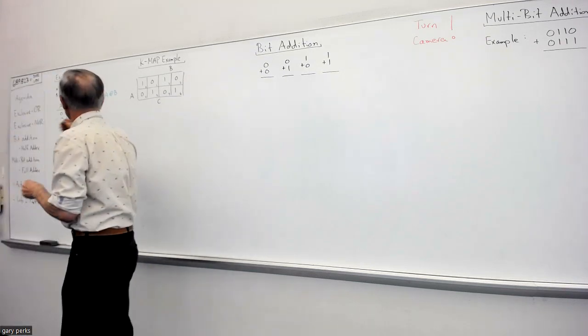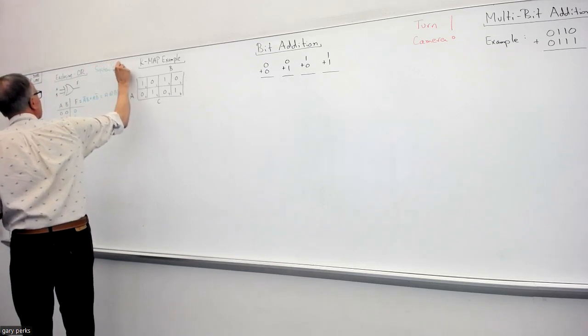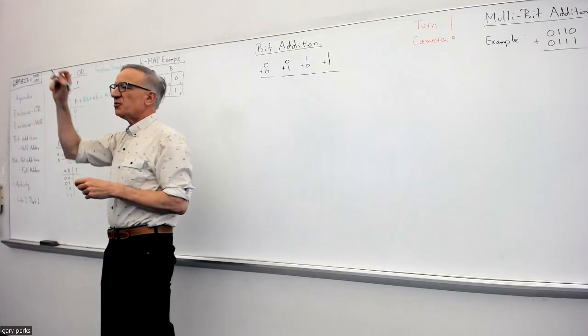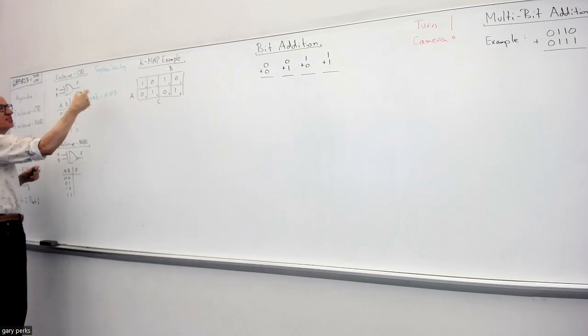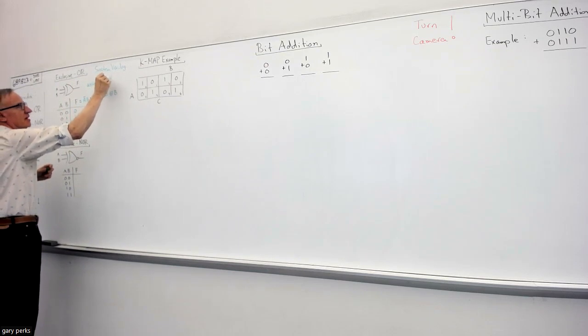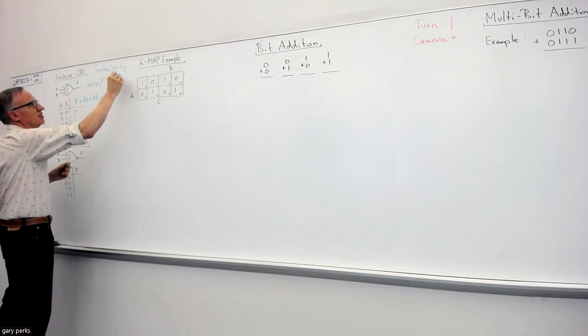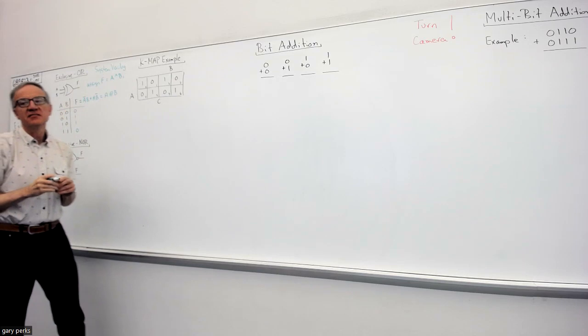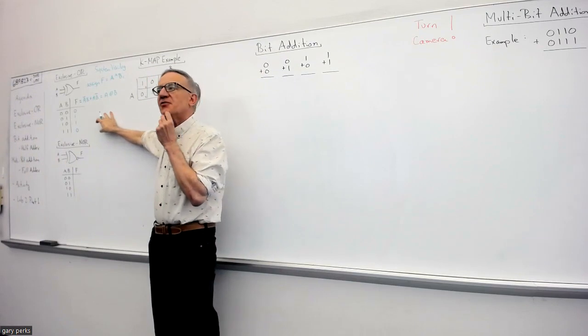And then in SystemVerilog, the exclusive OR symbol is the caret. So in SystemVerilog, if you were going to type in this expression here, you would type assign F equals A and the caret. I think that's the symbol above the six on the keyboard. And then B, and then you need a semicolon to end the line. Okay? So do you have any questions about the exclusive OR?